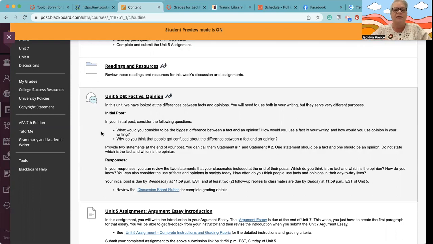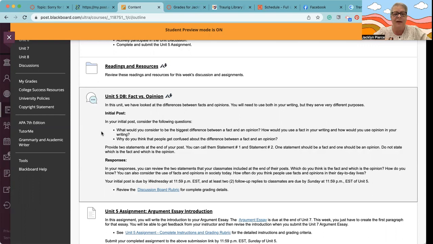In your initial post, consider the following questions. What would you consider to be the biggest difference between a fact and an opinion? How would you use fact in your writing? And how would you use opinion in your writing? Because you do have to use both. Why do you think that people get confused about the difference between a fact and an opinion?